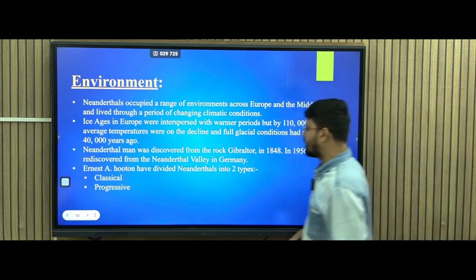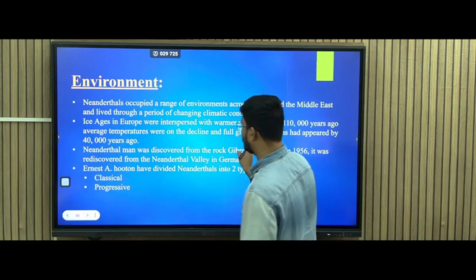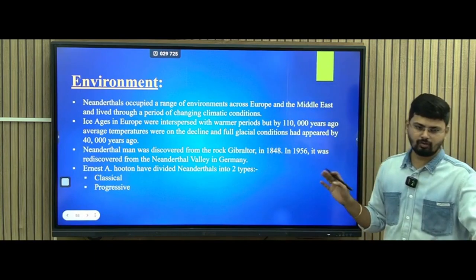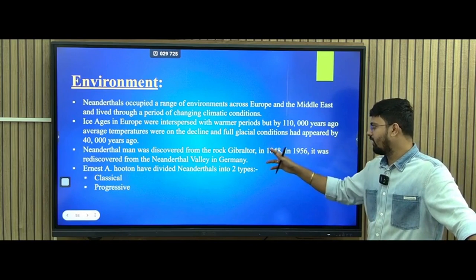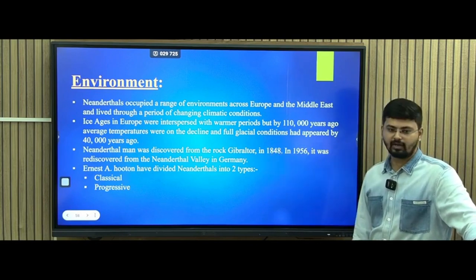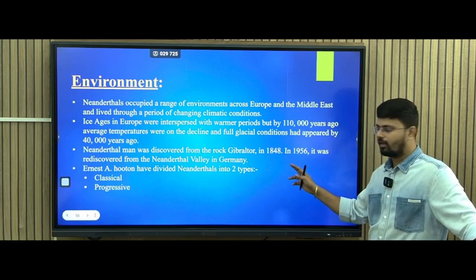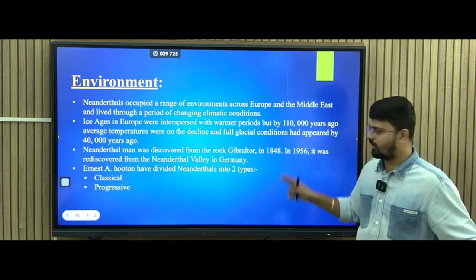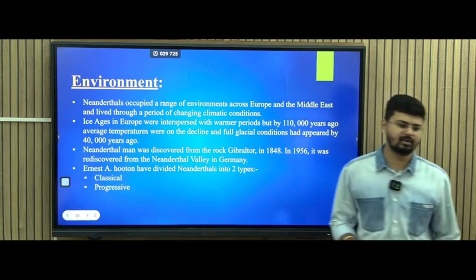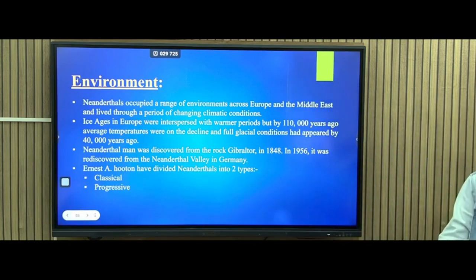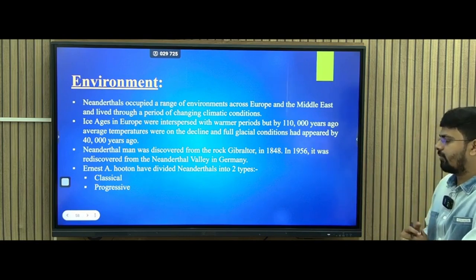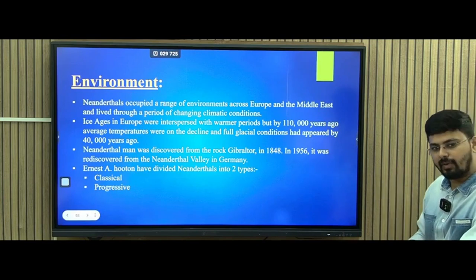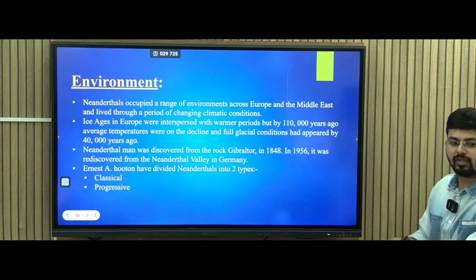So now you can see this Neanderthal man's time period and their decline. They lived until almost around 25,000 years ago in different places. The first discovery was from the rock of Gibraltar in 1848, and then in 1956 it was rediscovered at Neanderthal Valley in Germany. Neanderthal Valley is a place. So all the names that we are giving are based on places, right? You can understand from here that though the first discovery happened in 1848, the naming was given based on the later discovery.